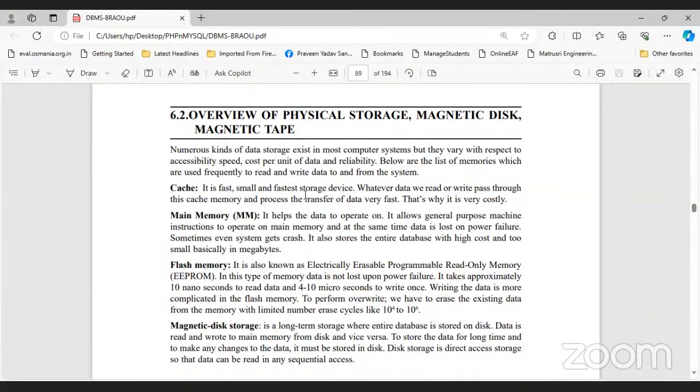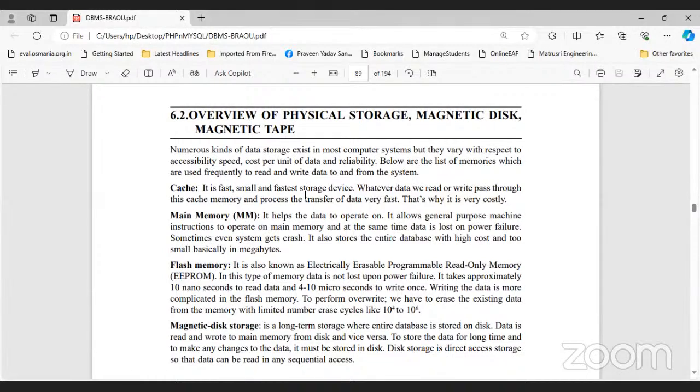It will store the recently used files and folders. You can access them, no need to go to the main memory again. If you want to use the same folder again and again, you can access that folder from the cache memory. That is the purpose of the cache memory.